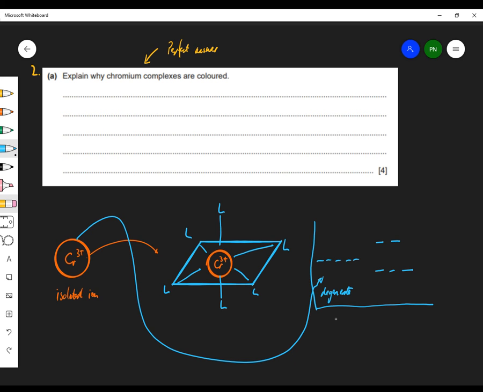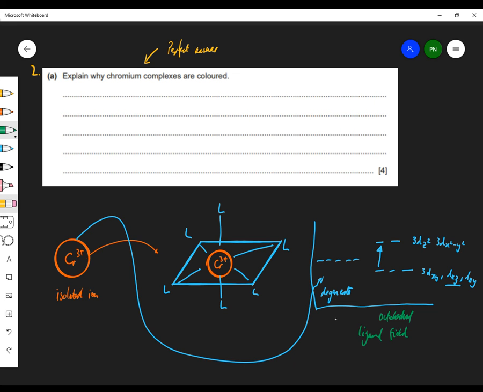Now, for your information, the ones at the top are 3dz squared and 3dx squared minus y squared. And the ones at the bottom are 3dxy, dxz, and dyz. Okay, and there you go. You have electrons in these lower ones here, and they can jump up to there, can't they? So this is in what we call an octahedral field, or ligand field, we should say.